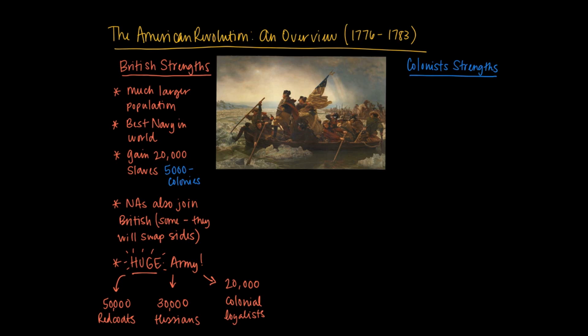They supply about 50,000 troops in addition to the 30,000 Hessians, those German foreign mercenaries that are hired. And then there are around 20,000 colonial loyalists that fight for the cause. They have access to about 50,000, but they alienate a big portion of the loyalists in the colonies. We'll talk about that more in a second.